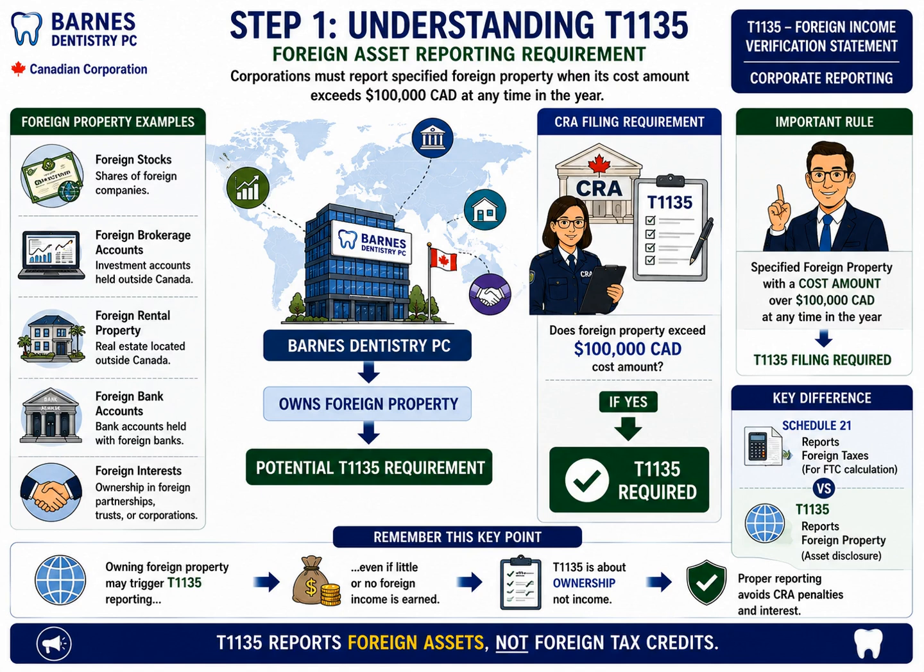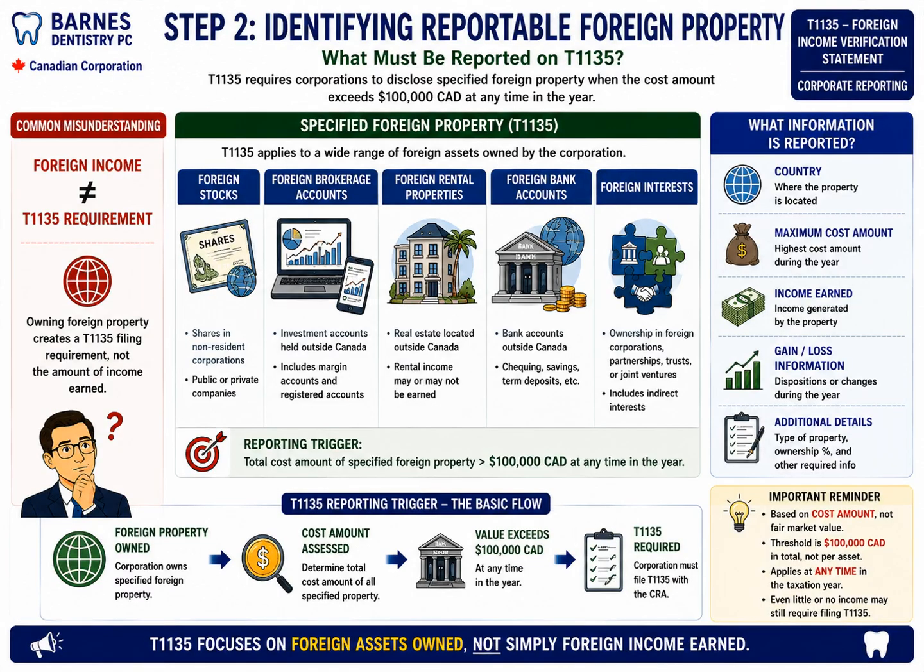In the next step, we'll examine the different types of foreign property that must be reported and learn exactly what information is disclosed on a T1135 filing. Now that we understand the purpose of T1135, let's look at the types of foreign property that may need to be reported. This is one of the most important parts of the entire T1135 process because the filing requirement is triggered by foreign property ownership, not by foreign tax paid, and not necessarily by foreign income earned. Let's begin with the misconception shown on the left side of the slide.